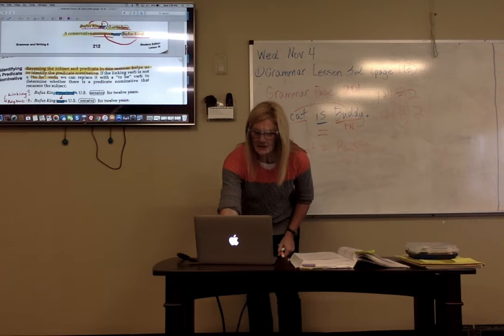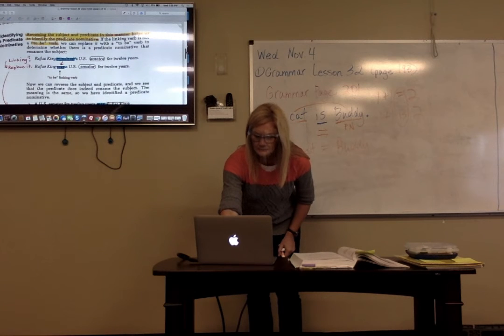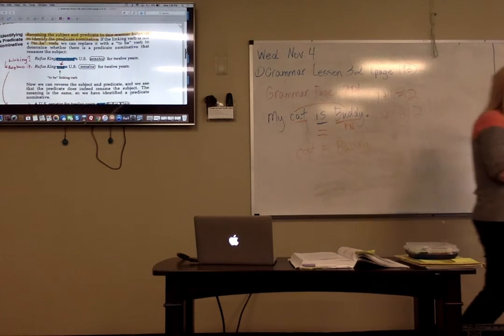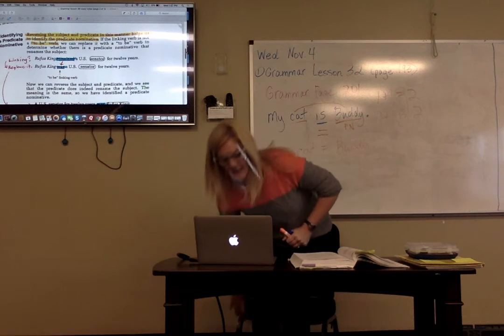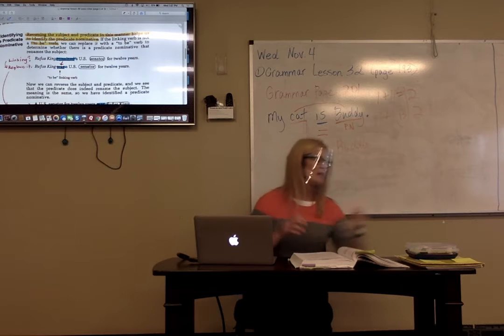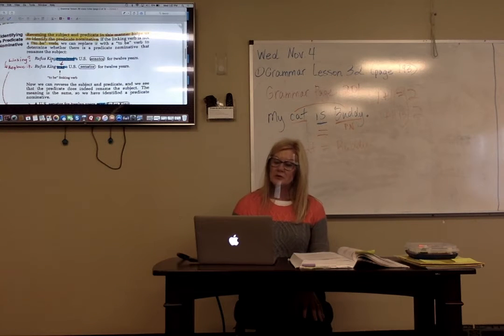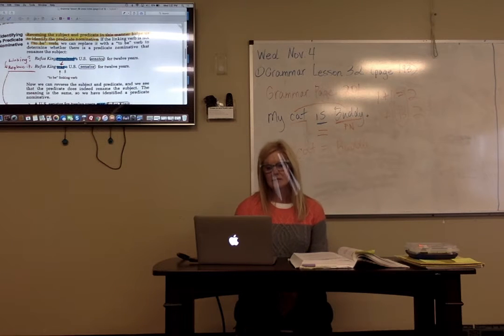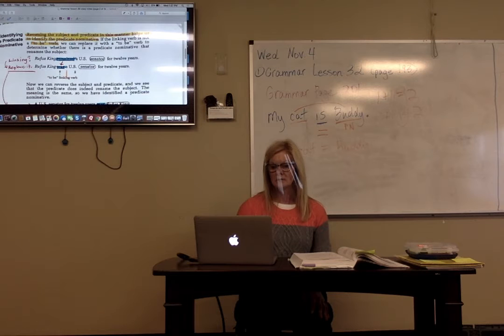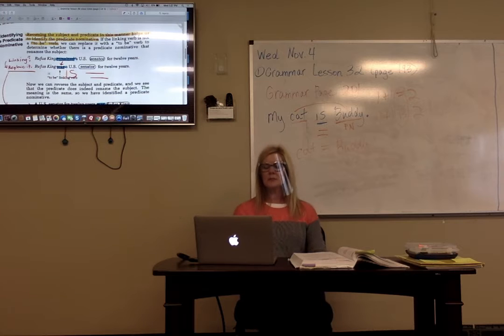Let's go to top of page 213. So how do you know if you have a linking verb? Sometimes maybe the verb doesn't say is or was or am or are. How do you know? Well, you can replace it, all right? If you take the verb, whatever it might be, and you replace it with was or is, which also works well, and if one equals the other, then you have a linking verb. Okay, so this example right here, Rufus King was a U.S. senator.